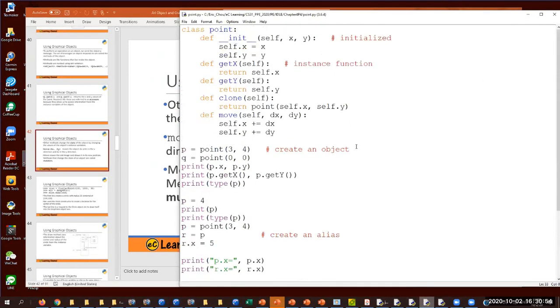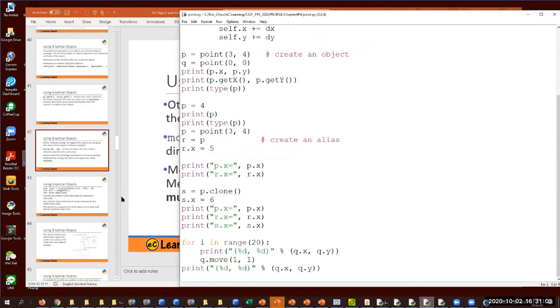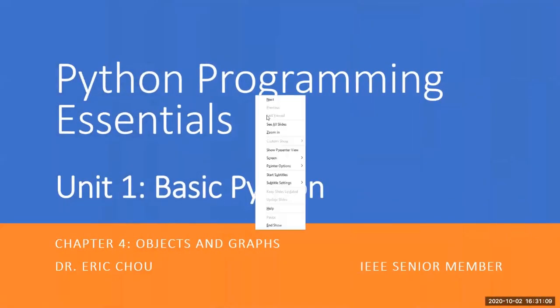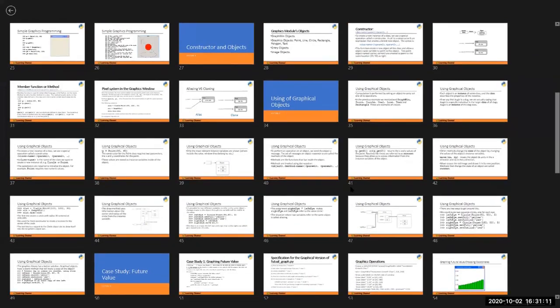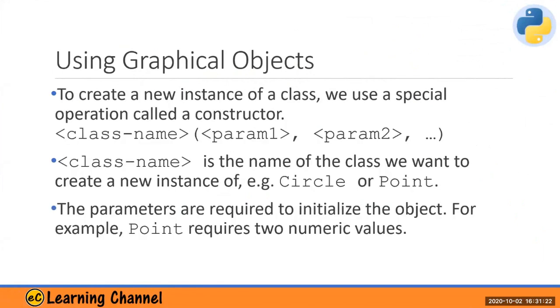So here we define a class, the point class. We have a constructor. We get x, get y, and move. Try to understand what happened. Don't just copy. If you copy, you actually lose your time to learn it.